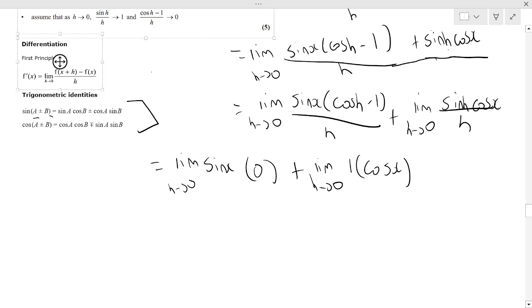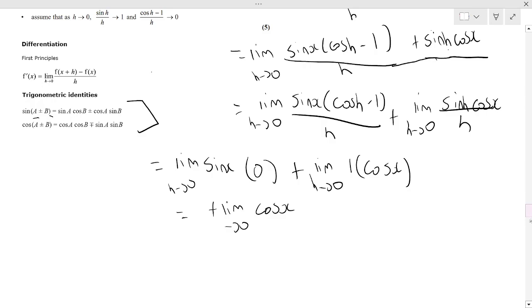Okay, cool. So I've used that, and we've got pretty close to the answer now. Well, 0 times anything will go to 0, so that's 0. And then you're left with this, lim as h tends to 0 of cos x, essentially. Then get rid of the 0.